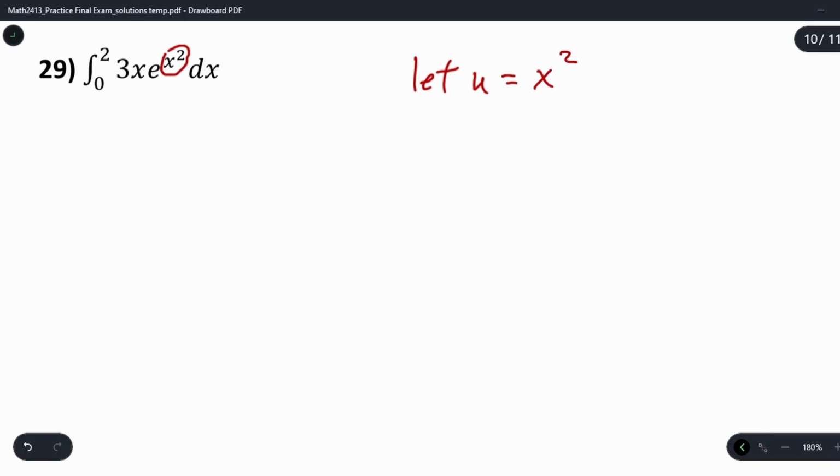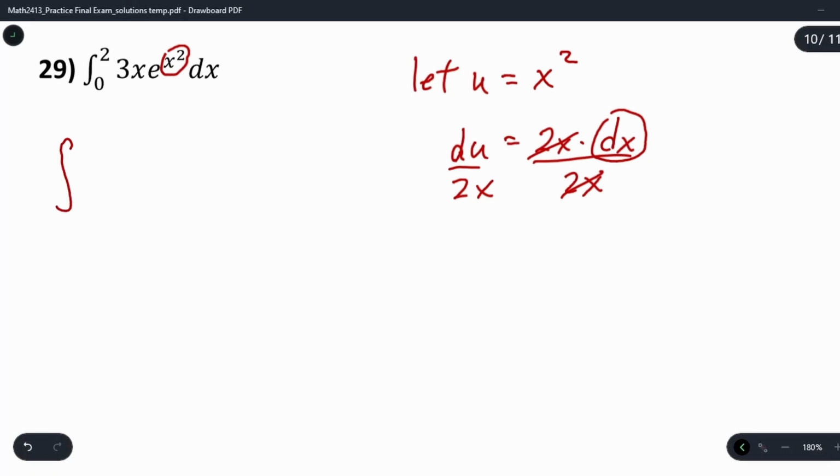We're going to let u equal x squared. And then if we differentiate both sides, we're going to get du equals 2x dx. Dividing both sides by 2x is going to give us the expression that we can substitute for dx. Now, rewriting the integral from 0 to 2, this 3x is still here, but now this becomes e to the u because we let x squared be u, and dx is going to get replaced with du over 2x.